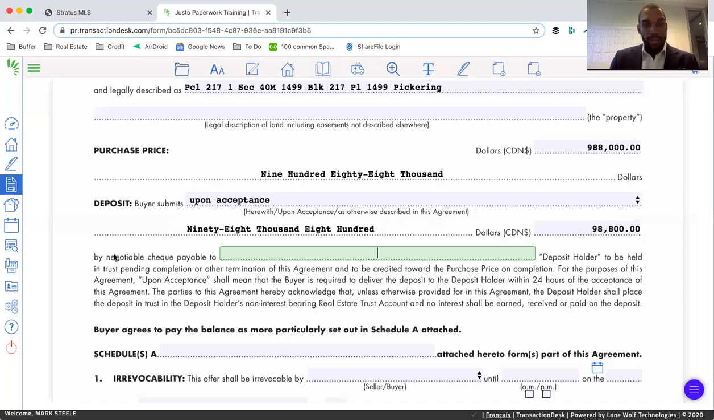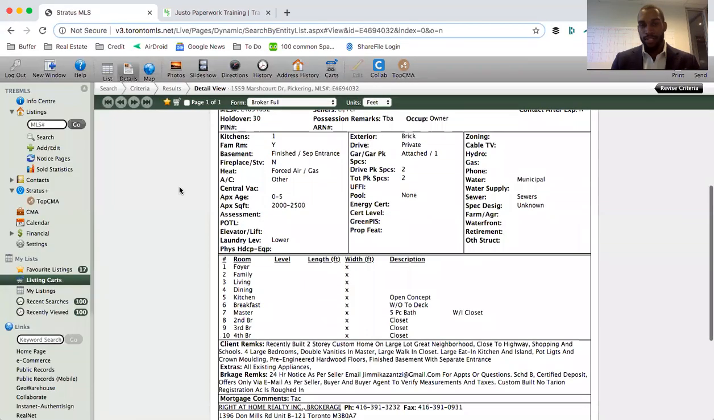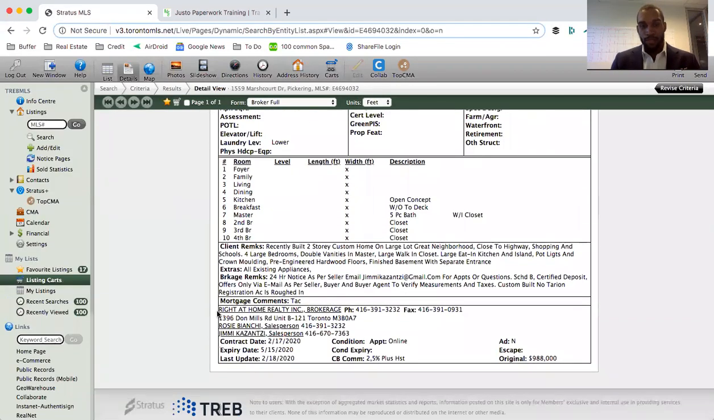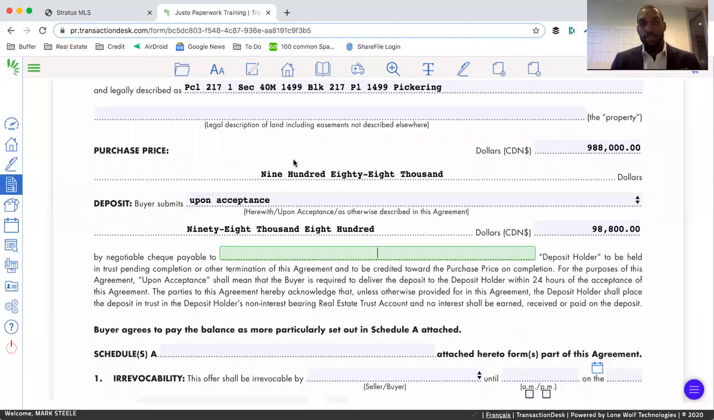And here where it says by negotiable check payable to, you're going to put the listing brokerage in this box, unless there's separate instructions. So we're just going to copy and paste Right Home Realty Inc. brokerage. And when your client goes to make their check, that is who they're making the check out to, the listing brokerage, okay?